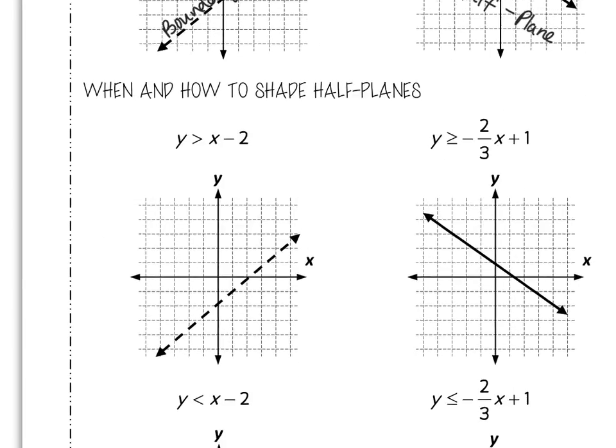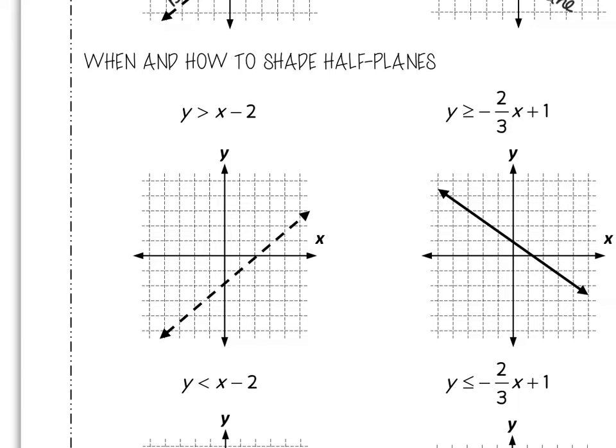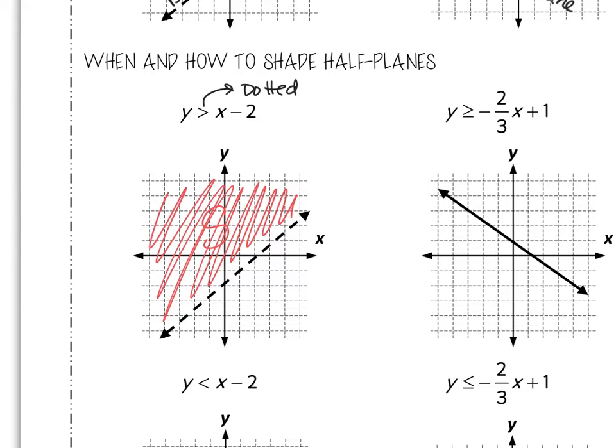All right. When and how to shade the planes. So when I have something like this first one, this one says greater than. So greater than does not have a greater than or equal to. So this right here means it's going to be dotted, which you can already see it is. And then it says greater than. So greater than is going to be shaded in the region that is greater. So that's my S for shading. So greater than the line. So what that means is if I took the point 0, 0 and I plugged it in, 0 is greater than 0 minus 2. So 0 is greater than negative 2, which is a true statement.